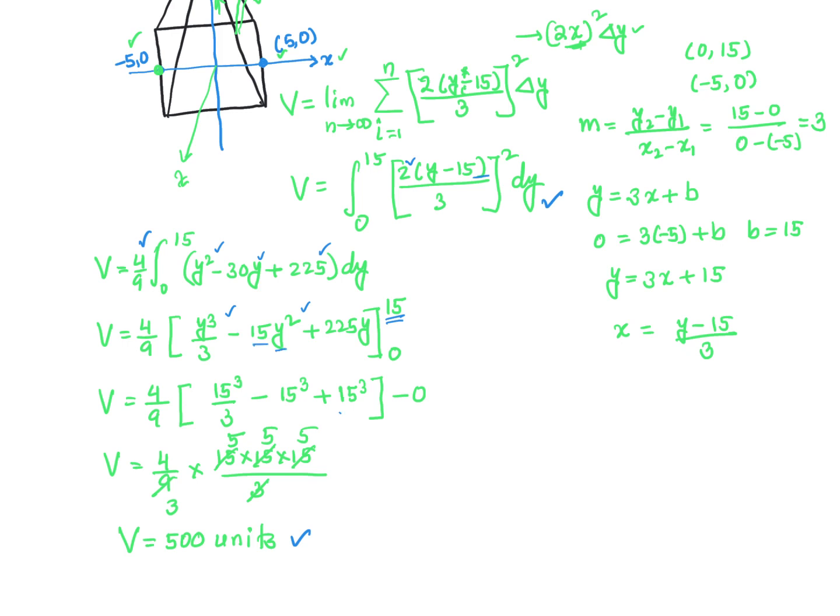15 times y square is 15 cube, and this is 15 cube. 225 is 15 square, times 15 is 15 cube. And this is going to cancel out. That's going to leave me behind with this. And then I simplify it here. And this is the final answer I get.